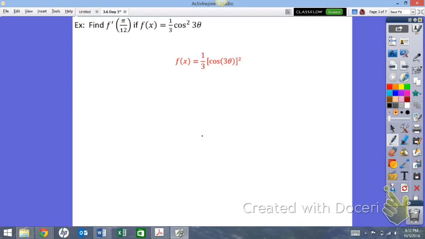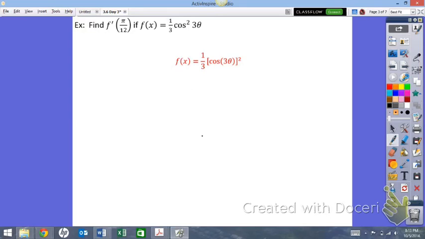Remember, when I have cosine squared, or a trig function with an exponent coming right after the cosine, the sine, or whatever, then that's the whole entire function squared. So I would first rewrite that as 1/3 times the cosine of 3 theta, raised to the second power. Now I can see that the outermost function is stuff squared, and that 1/3 is a coefficient that can carry. The next inside function is the cosine function, and the innermost function is 3 theta.